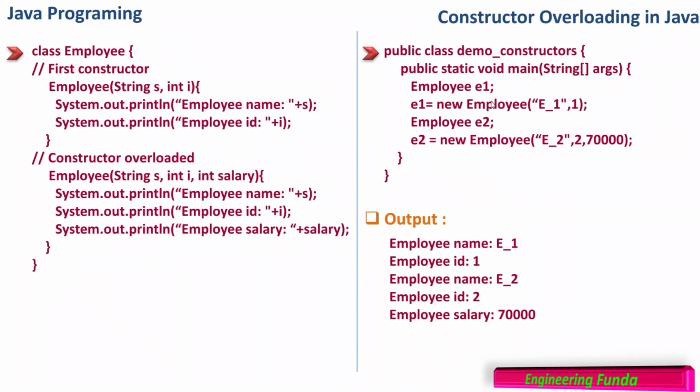So when we write this into the program and compile and execute, the Java program gives us this output, where the first two lines are from the first constructor and the next three lines are from the second constructor. So here we can see that constructor overloading works exactly the same as method overloading.